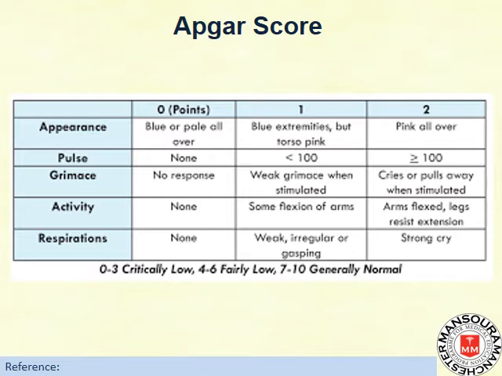So if the score is between 0 and 3, this is critically low, and this means poor baby's condition at birth. If it is between 4 and 6, this is fairly low. And if it is above 6, that's 7 to 10, this indicates that the baby has a good general condition.